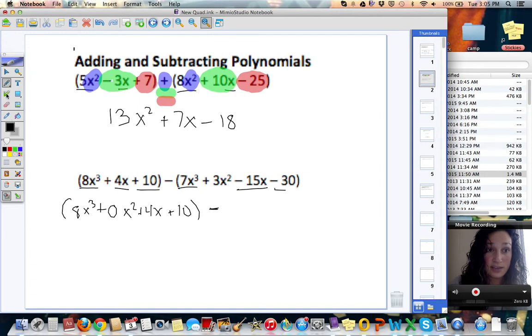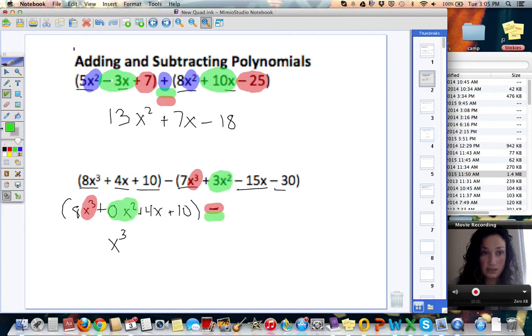Now I'm doing the same thing as above, except now it's subtraction. And this is where it gets a little tricky, because you have to carry over your negative symbols. So let's look. I have an x cubed here, and I have an x cubed here, and it's telling me to subtract. So that means I'm going to do 8 minus 7, giving me 1, or just x cubed. Now I'm going to look at my 0x squared. So I have 0x squared minus 3x squared. 0 minus 3 gives me negative 3, and I still have x squared.